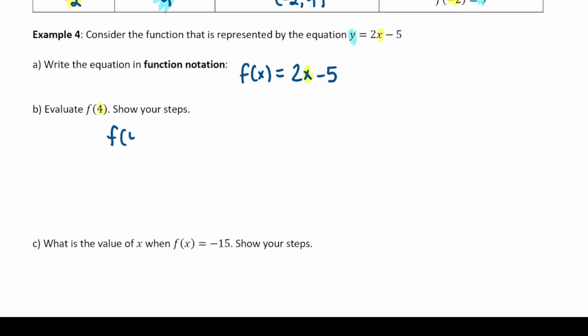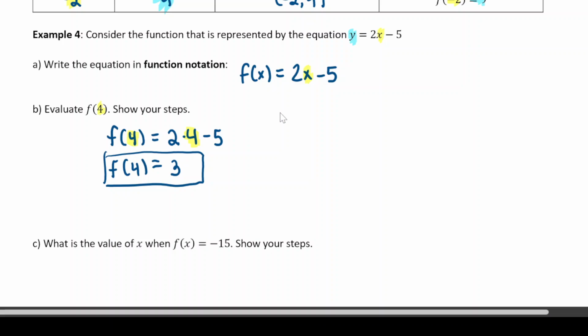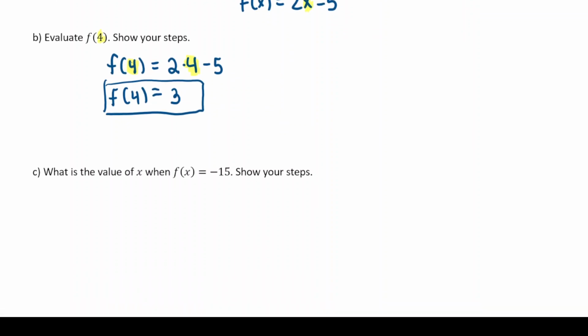So what that's asking is what happens when I put 4 into this equation? What output do I get? So if my f of x is 2x minus 5, f of 4 would be 2 times 4 minus 5. So I'm just replacing that x in the equation with a 4, and I'm seeing what I get. So 2 times 4 is 8, 8 minus 5 is 3. So I'd write f of 4 equals 3. Okay. Now we're going to work backwards. It says, what's the value of x? So I don't know the input, but I know the output is -15.